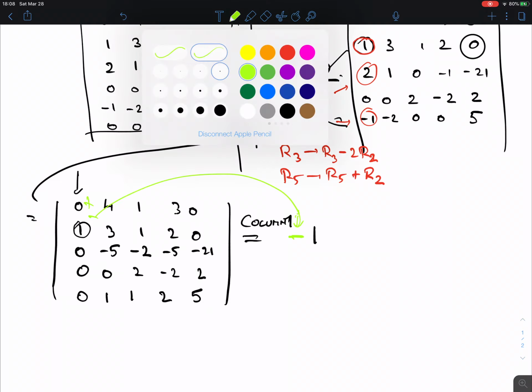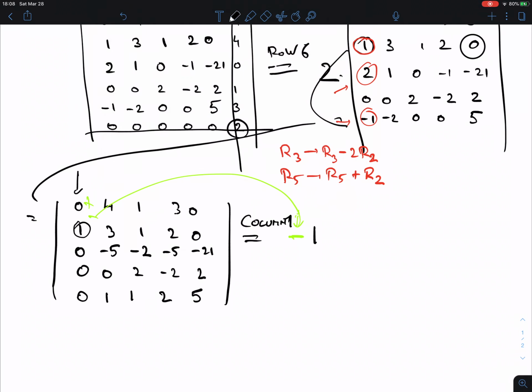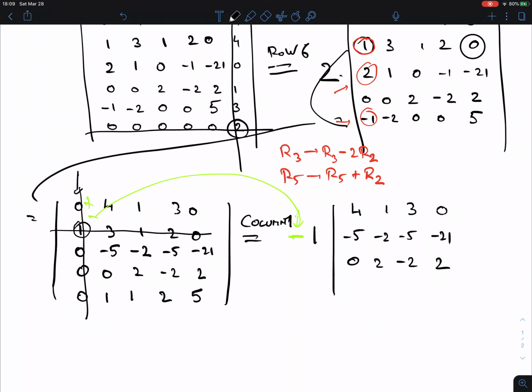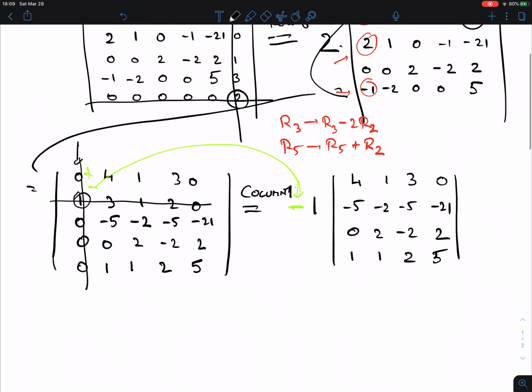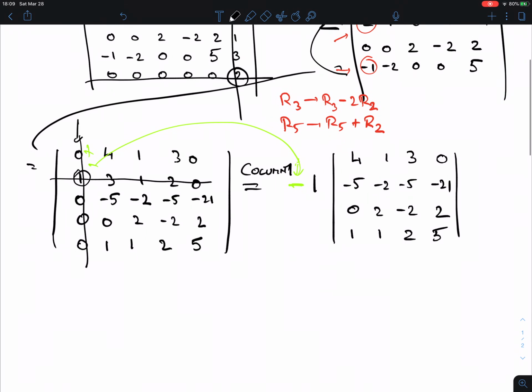And then we have the cofactor that we obtain by scratching out the column and the row. So we're left with, and I copy here because otherwise things get way too messy: minus 5, minus 2, minus 5, minus 21, 0, 2, negative 2, 2, 1, 1, 2, 5. From size 6 we were already at size 4, but that's still not an easy thing to do. And you see there's no good rows here anymore, or columns with a lot of zeros in.